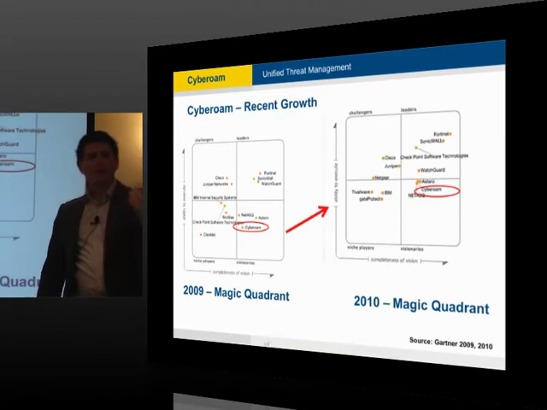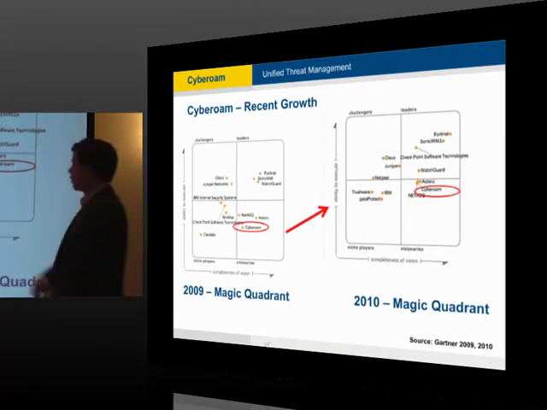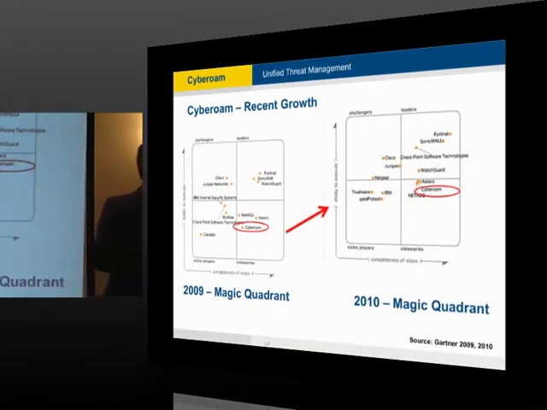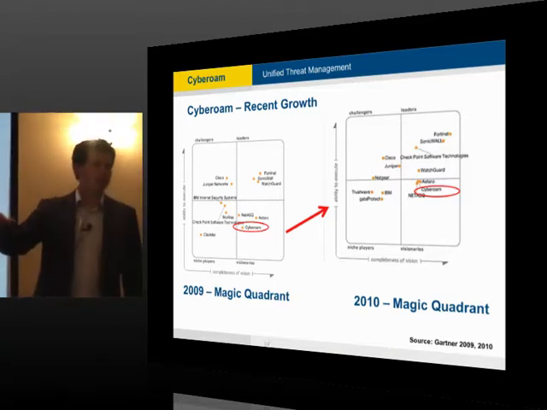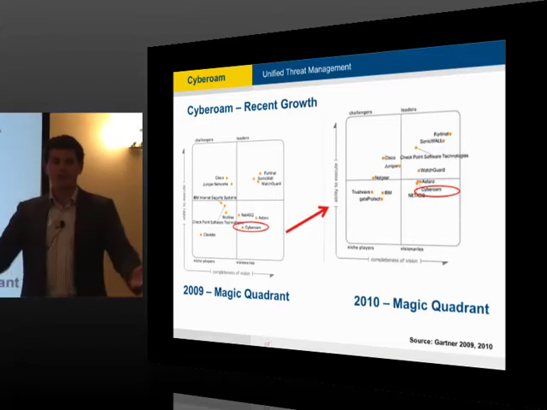Where have Cyberome come? Where are they going? We've moved from the bottom of the visionary quadrant right up to the edge, and it's just a matter of time before we start shipping enough units before we move into the leaders quadrant, hopefully.